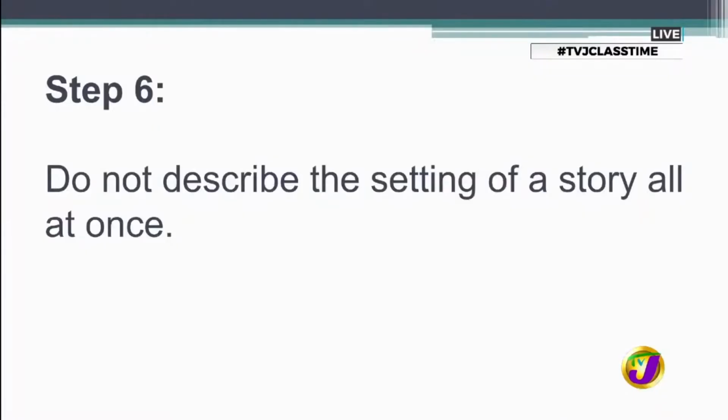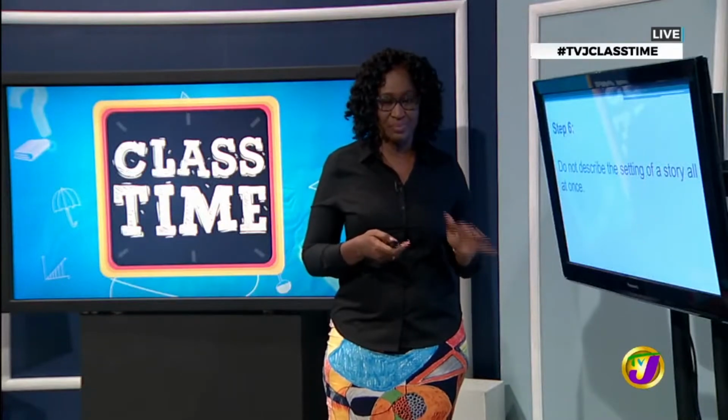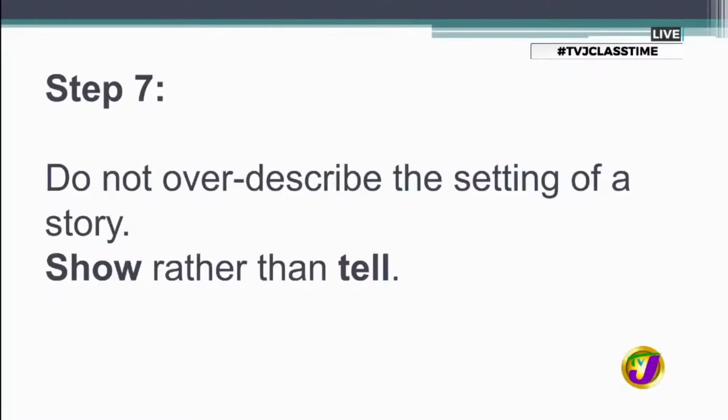Now, a rule I would love for you to remember. Do not describe the setting all at once. You don't break from the story to just describe the setting and then go back into the story. What you're supposed to do is infuse the setting as you go through the story. The next thing that ties into that, do not over-describe the setting. Show us what is going on instead of telling us. So instead of telling us that it is hot, you can have your character sweat. The sweating will tell us that the time is hot.